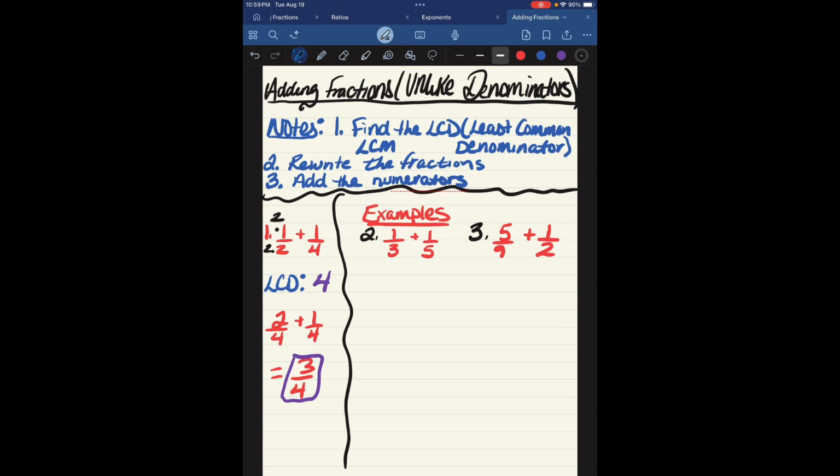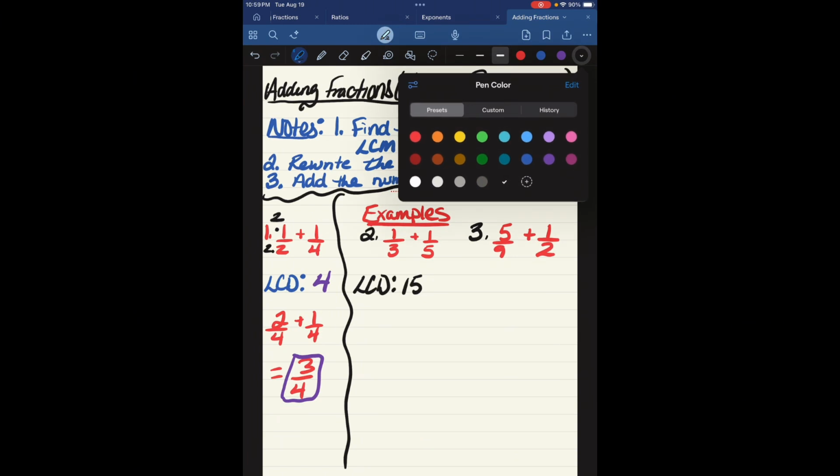All right, number 2. So we got 1/3 plus 1/5. So the LCD between 3 and 5 is 15. And let me show you how we got 15 as our LCD right quick. A little mini lesson, okay? Let me change the color right quick.